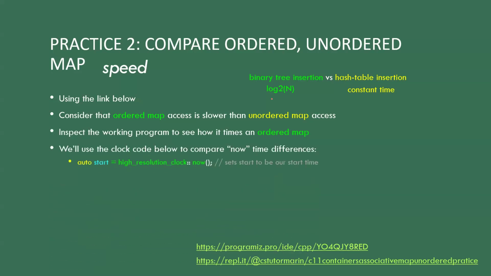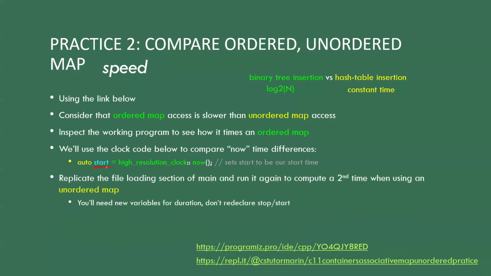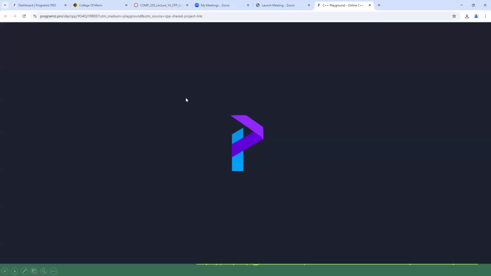And what we're going to use is this high resolution clock that measures the time that occurs between operations. So we'll set a start marker, and then later on we'll have a stop marker, and then we'll do that again for a map, right? We'll have an unordered map, and then we'll have an ordered map, and we'll measure those two values, okay? So we're going to need two variables for this. So let me see if we can work through this one real quick without it getting super long.